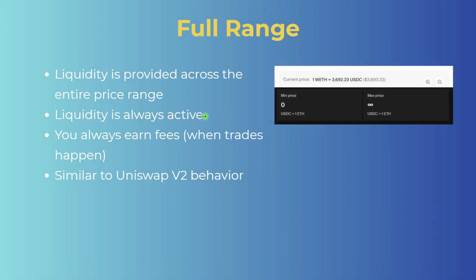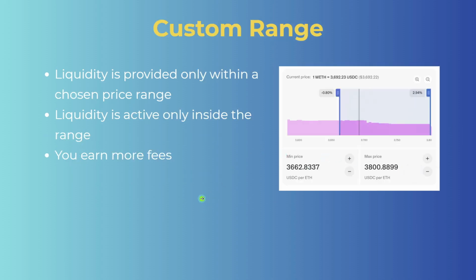So in the case of full range, the liquidity is provided across the entire price range. The liquidity is always active. You always earn a fee, of course when trades happen, and it is similar to Uniswap V2. In the case of custom range, the liquidity is provided only within a chosen price range. Liquidity is active only inside the range, and you earn more fees.